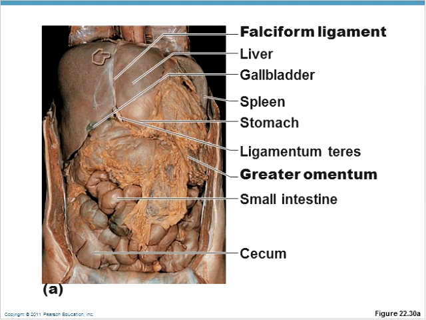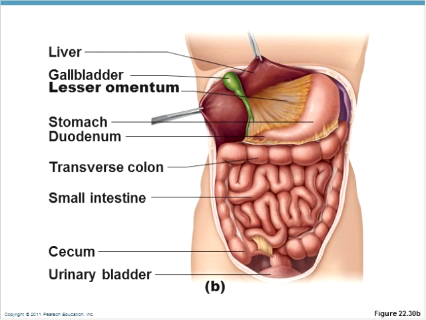There's the falciform ligament, which separates the 2 lobes of the liver. The gallbladder, which sits just underneath the liver. There's the spleen, which is in the left upper quadrant. There's the stomach located here, mostly in the center of the abdominopelvic cavity, superiorly. There's the ligamentum teres, if you will. There's the greater omentum, small intestine, and there's part of the cecum.